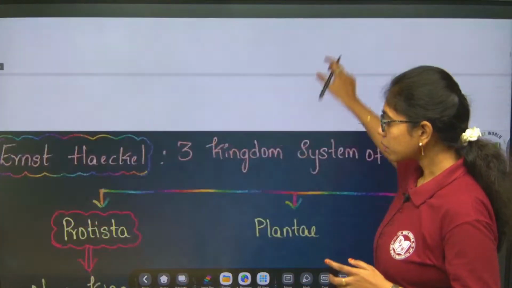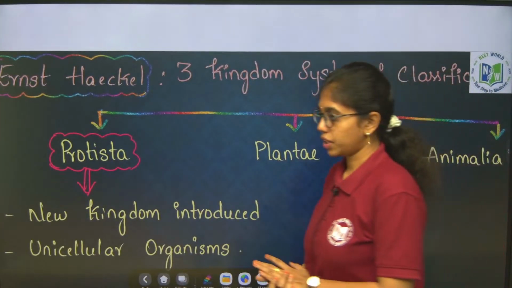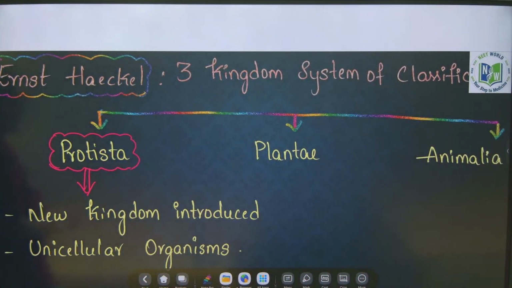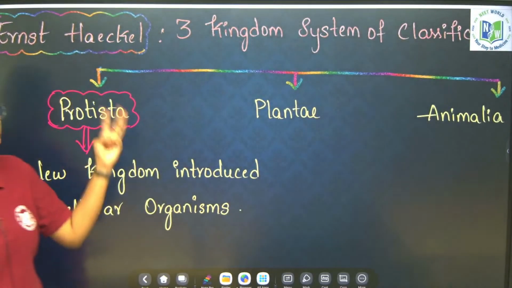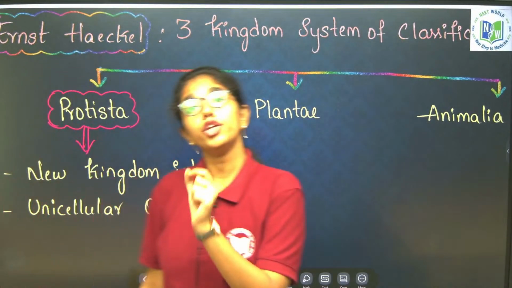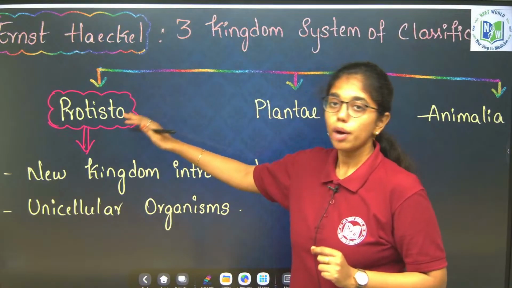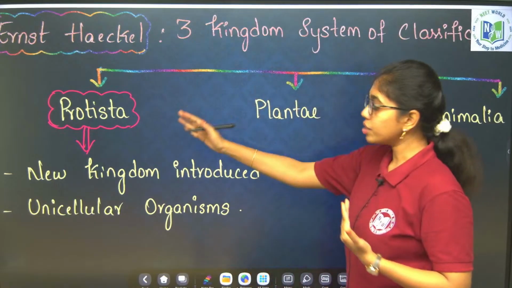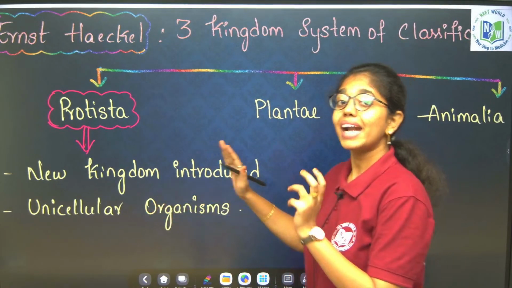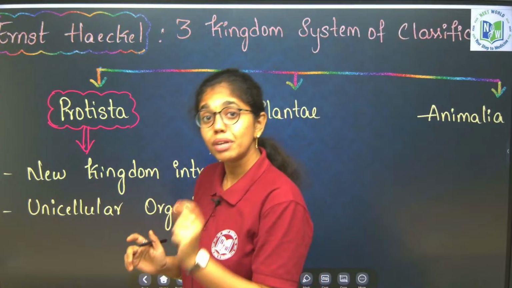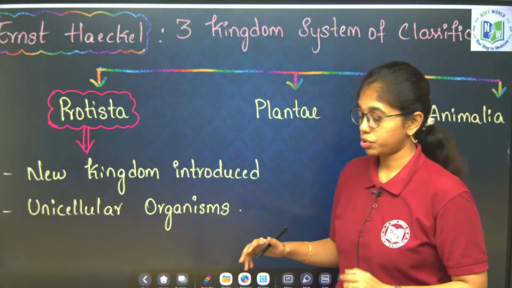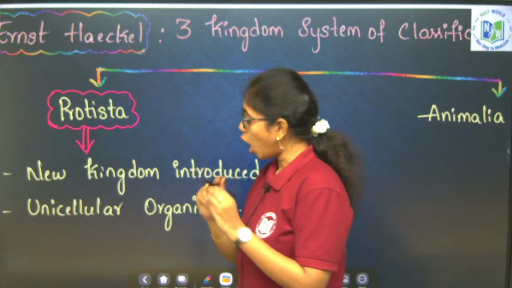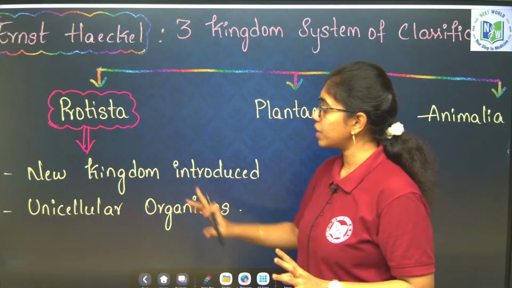Next, the three kingdom system of classification. The three kingdom system of classification was proposed by Ernst Haeckel, and the new kingdom he introduced is Protista. Along with Plantae and Animalia, he introduced Protista. Protista is the new kingdom he introduced, and he placed all the unicellular organisms under Protista.